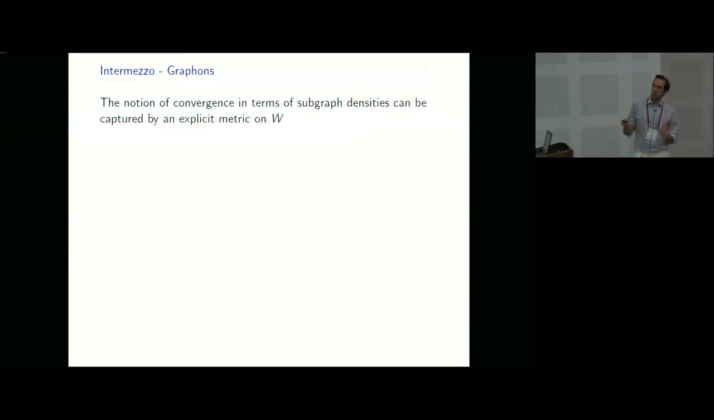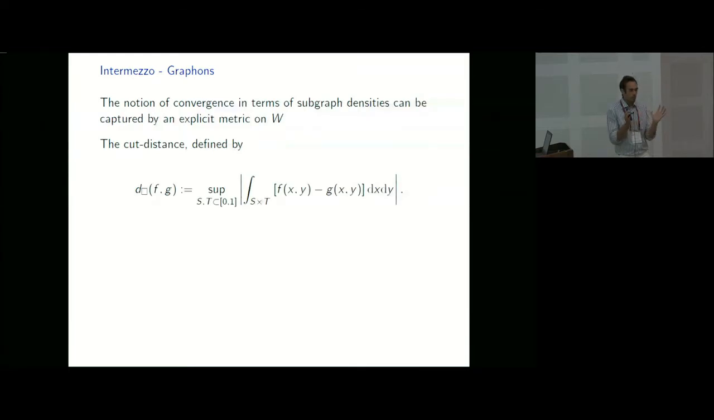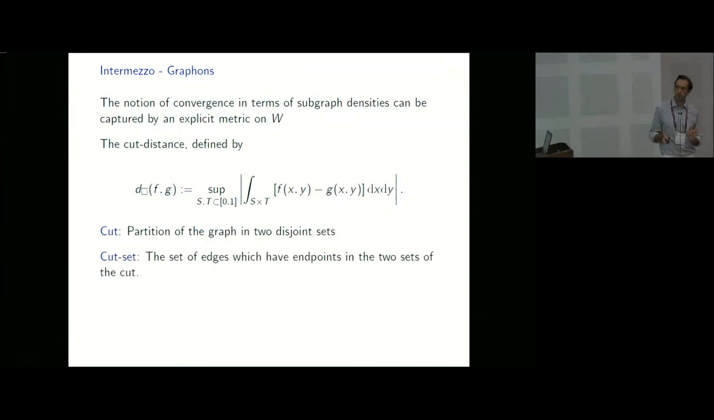So I don't want to spend a lot of time on this. It's just an intermezzo, as it says. You can define on this space a metric, the cut distance metric, and this whole theory actually gives the right tools in order to derive large deviation results and these variational formulas. So you define a distance on this space of graphons. Intuitively, this means that you take a graph, you partition it into two disjoint sets, and then you study the largest cut set. So you study the largest set of edges which go from one disjoint set to the other, and then you define this metric in this sense.